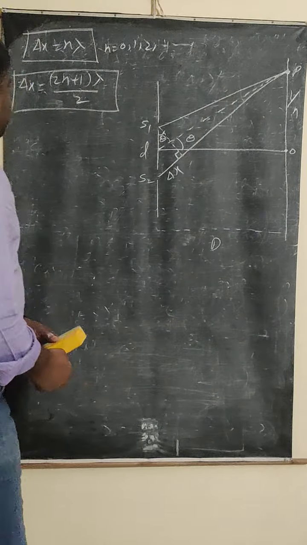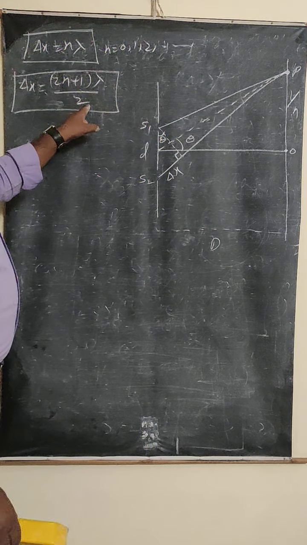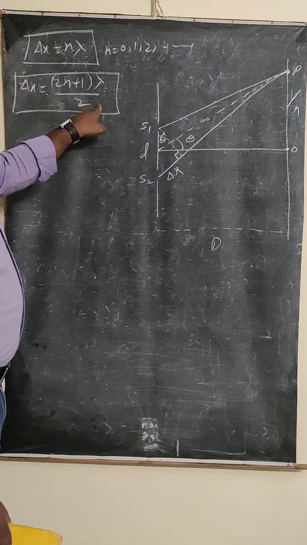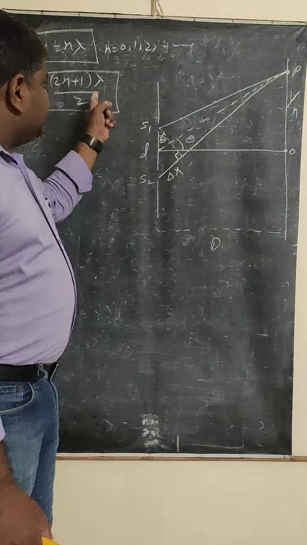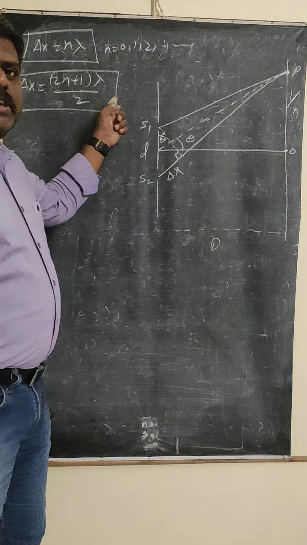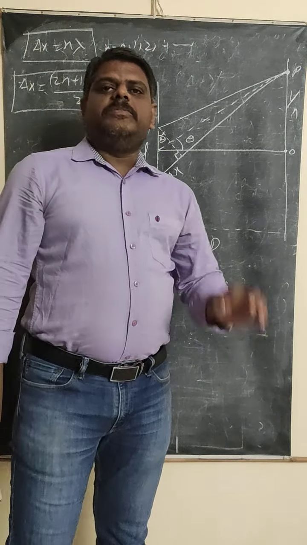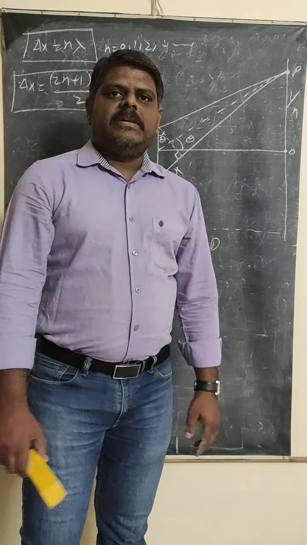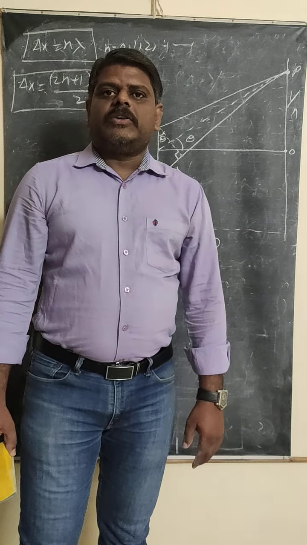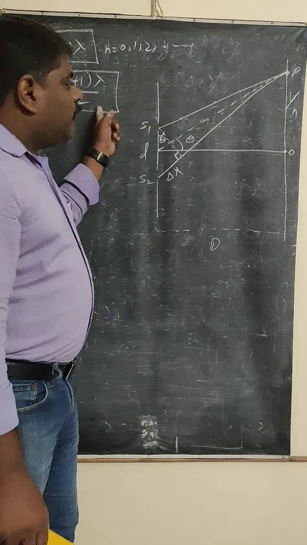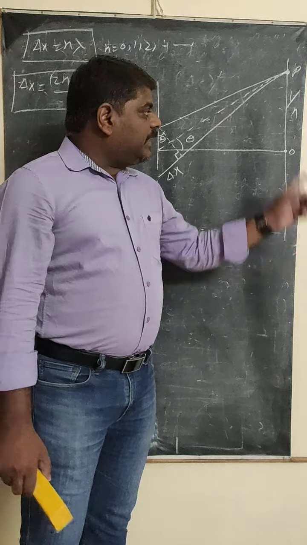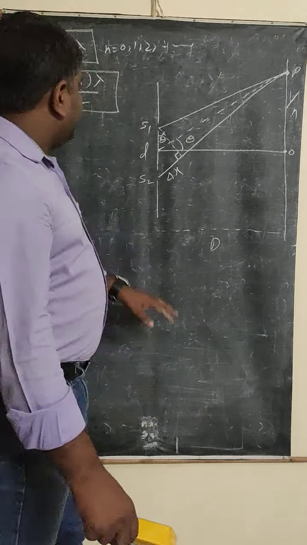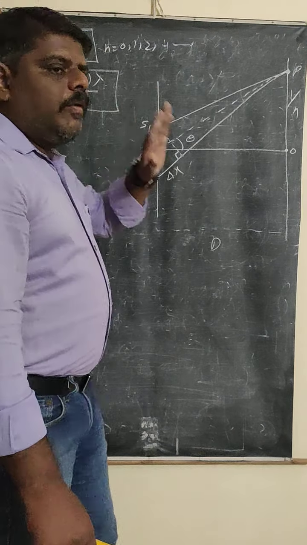First, (2n + 1) λ/2. Whenever you use this condition, you have to take one band less, because in this condition the n values start from 0, 1, 2, 3 like that. But for a dark band, is there a 0? No. Only 1 is there. So whenever you use this condition, you have to take one band less.